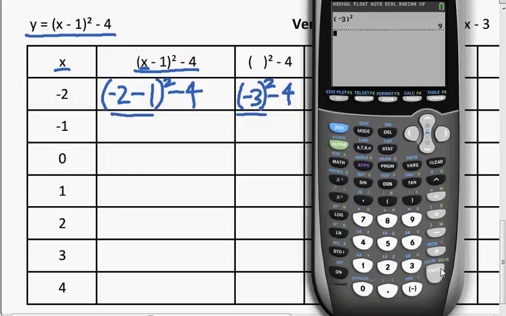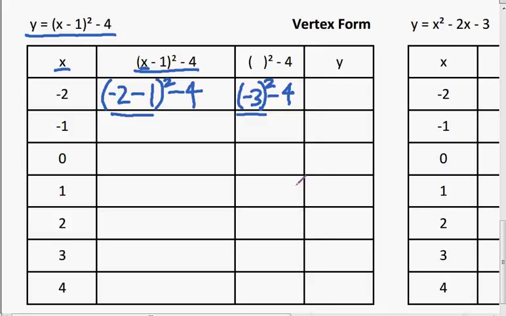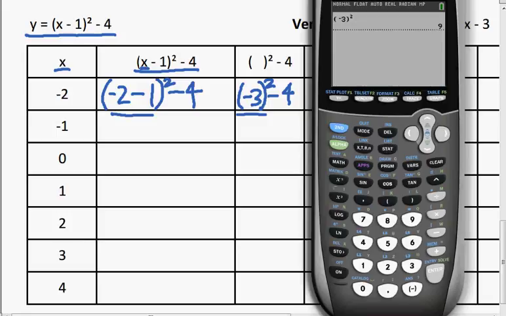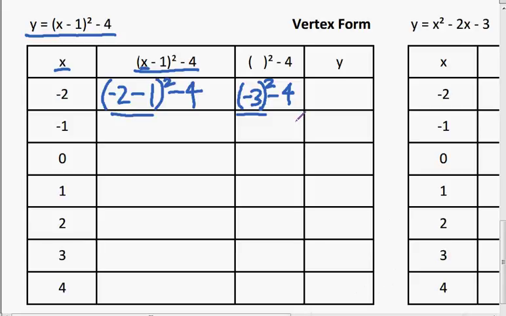You have to put the parentheses. If you don't put the parentheses, that confuses your calculator. Your calculator thinks you want to square the 3, make your answer negative. We don't want to do that. We want to square the -3. So -3 squared is 9. 9 minus 4. I'll do that on the calculator again, although most of us can do that. 9 minus 4 gives me 5. So my answer here is 5.